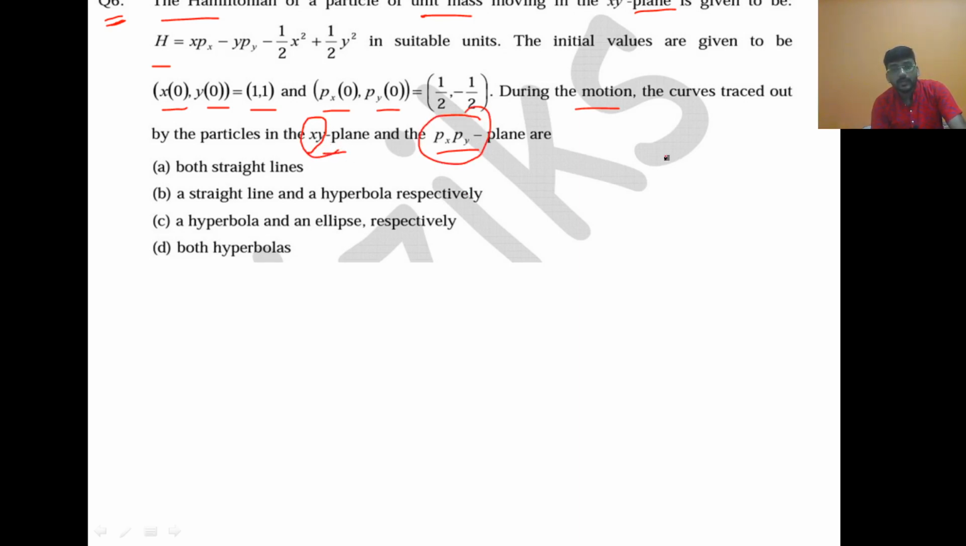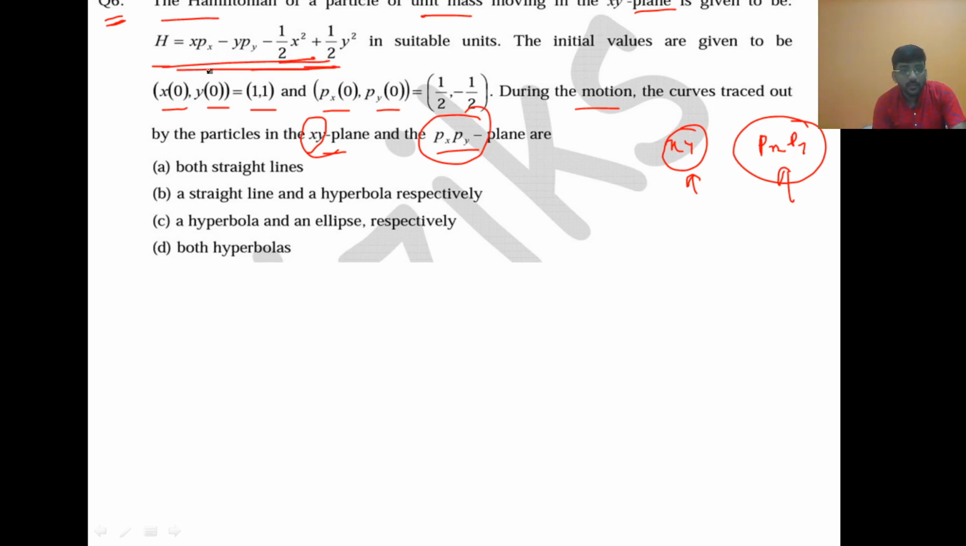So we have to find the relation between x and y, and the relation between px and py. If we find the relation between x and y and px and py, then we can say what curve path the trajectory of motion will follow. Now let me start with this expression. We first have to use the Hamilton canonical equations.